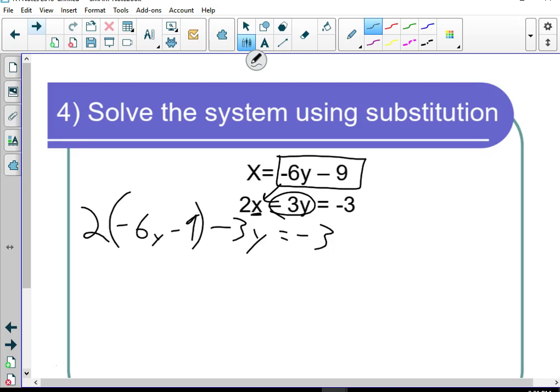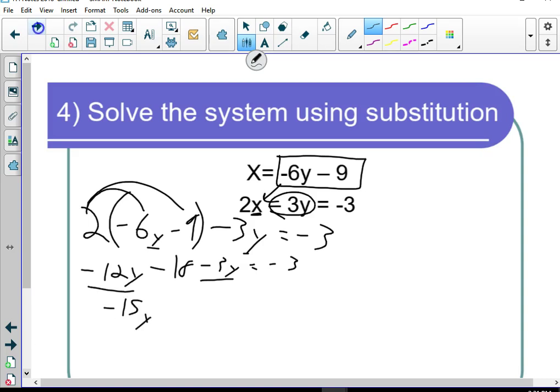Now, notice how I have y and y. It's going to work out. Distribute the 2 to both. Negative 12y minus 18. This is positive times a negative for both. Minus 3y equals negative 3. Combine like terms. Negative 12, you borrow 12, you borrow 3 more, you're in the hole 15. Don't lose the negative 18.